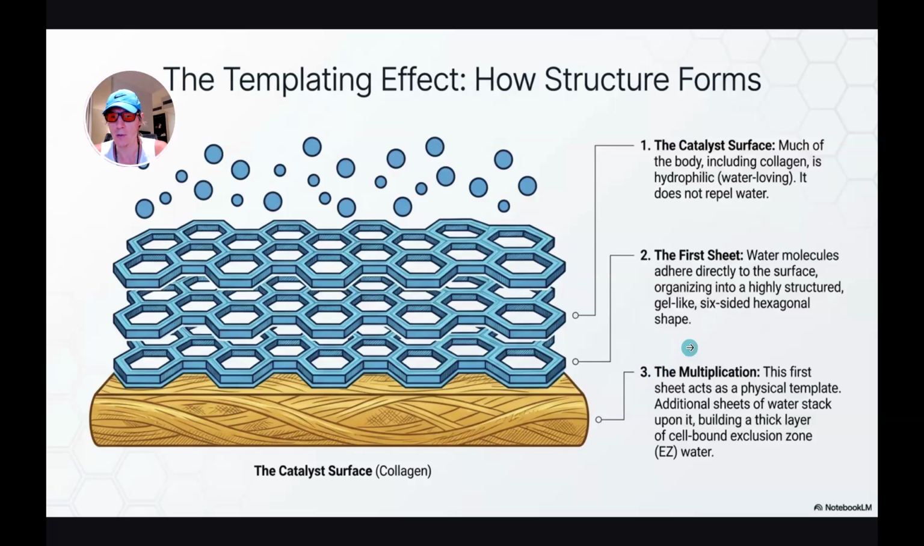And the third one is the multiplication. This first sheet acts as a physical template. Additional sheets of water stack up on it, building a thick layer of cell-bound exclusion zone, EZ water.